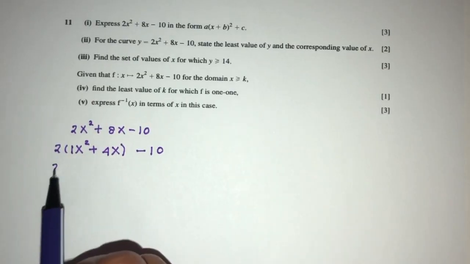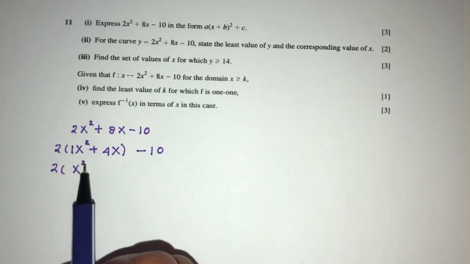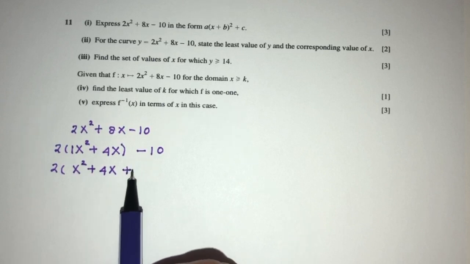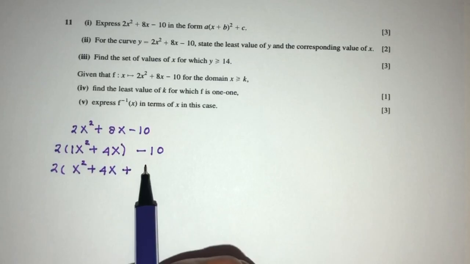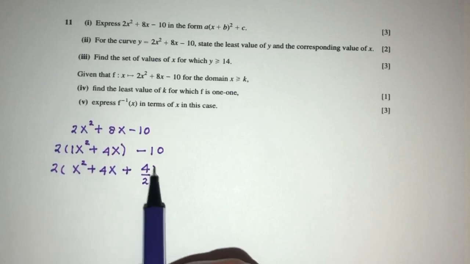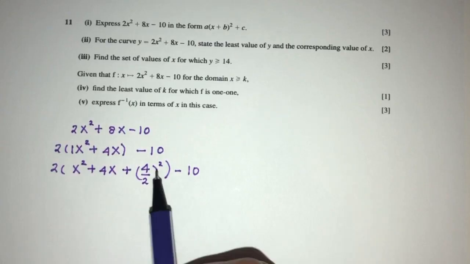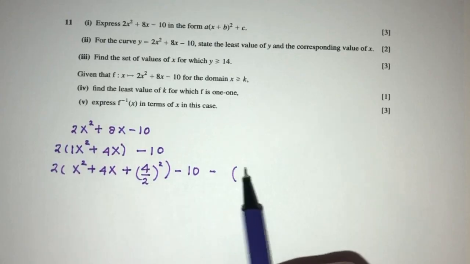So I have 2 here. That will be x squared plus 4x. Then we have to add a value. The value that we'll add will be the value here, which is (4/2) squared. Then here we have minus 10. Now when you add something, you also have to subtract the same value. That will be minus (4/2) squared.